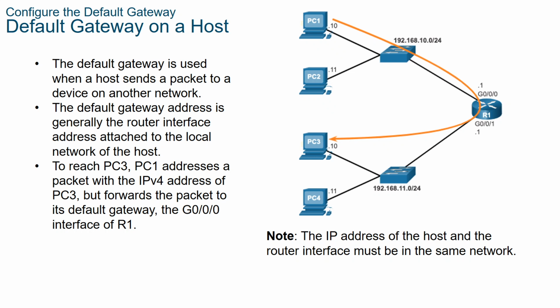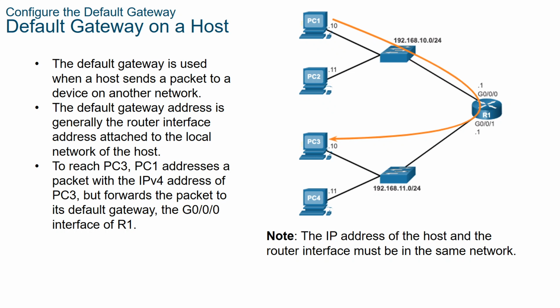Special note: the IP address of the host and the router interface must be in the same network. So it's really important that the default gateway that we are using is on router 1 on that interface. GigabitEthernet 0/0/1 is our way out of the network for PC3 and PC4, and GigabitEthernet 0/0/0 is the interface that's the gateway out of the network for PC1 and PC2.